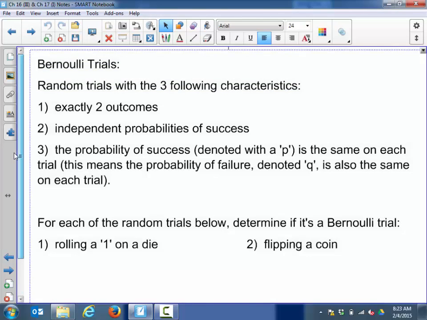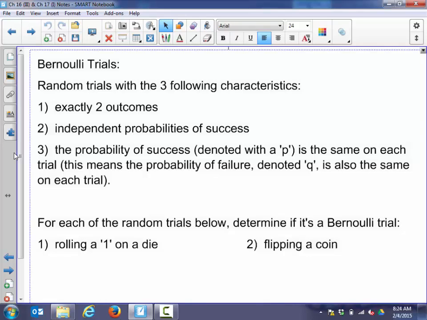But what we're going to begin with is a discussion of Bernoulli trials. Both the geometric and binomial models that we're going to use work with these Bernoulli trials. Bernoulli trials have the following three characteristics. Two outcomes and only two. Independent probabilities of success, so the probability of success on the first trial does not affect the probability of success on the second, etc. And third, the probability of success is the same on each trial. So it's just a constant the whole way through.